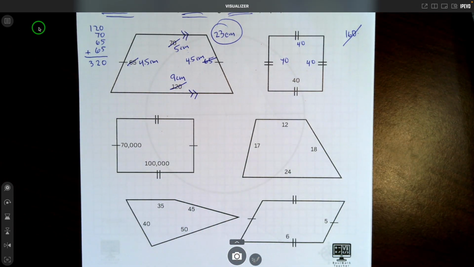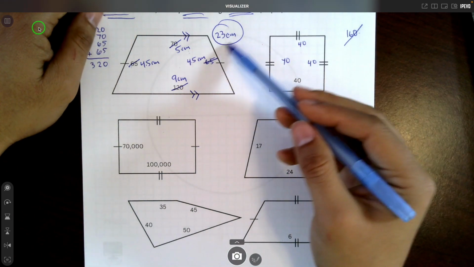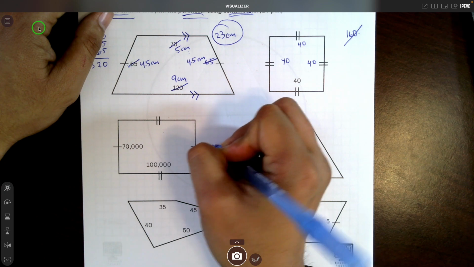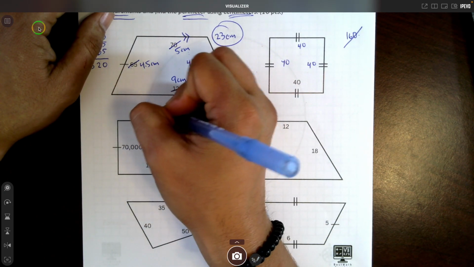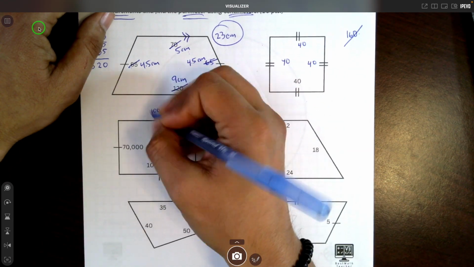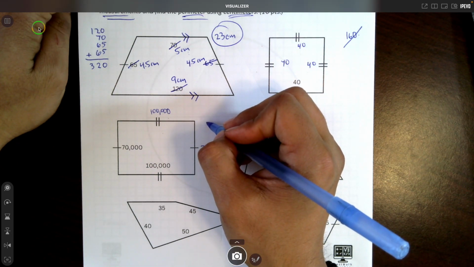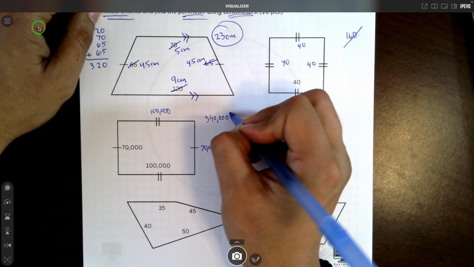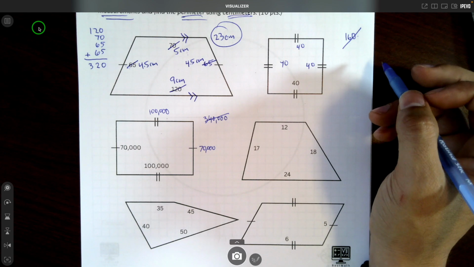I don't plan on doing this. I can give you at least the simple answers, but you need to find the real one. So if that's 70, that's 70. That's 100. This is the same as that side, so that's 100. If I add these, that's 200. That's 140. So 200 plus 140 is 340. Remember, it's not that. You've got to find out what it really is.